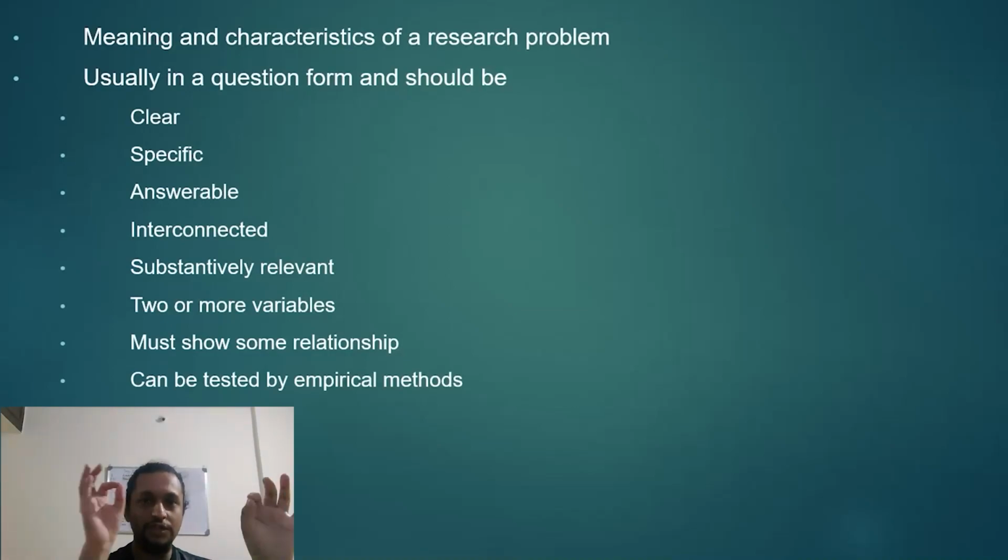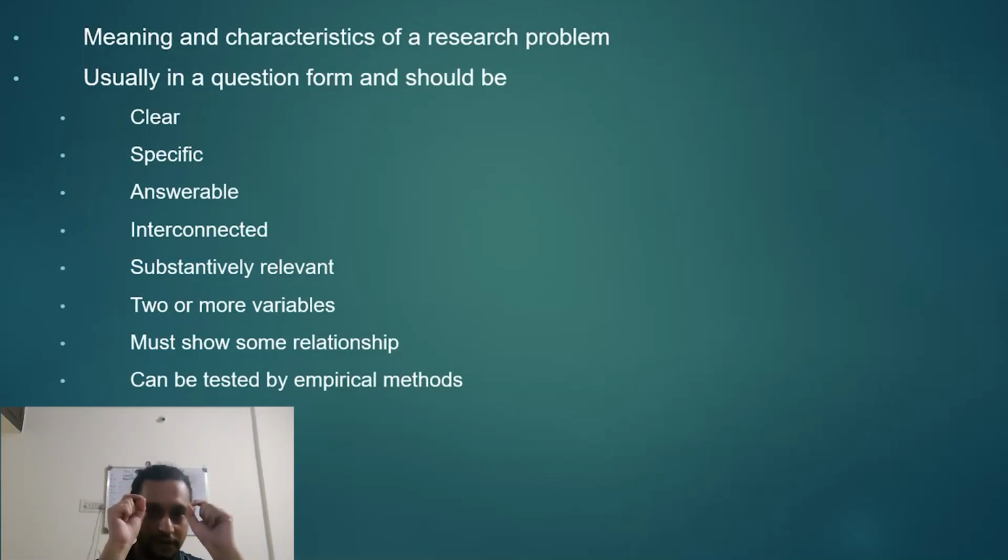And when you ask the question, it needs to be specific, meaning that it needs to have variables that it's answering, right? That it's involved with. It must be answerable. So it can't be a question like, does the unconscious exist or not? Right? How are you going to answer that question? There's no research design you can have.